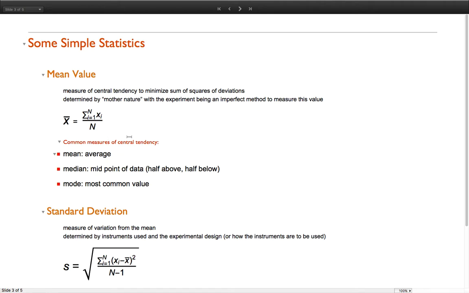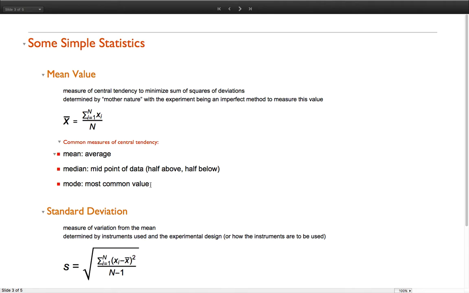There are other measures of central tendencies, which we will refer to but will not use. If you're taking statistics, you may well run across these. There's the median, which is the midpoint of the data, so half the data is above and half the data is below. And sometimes that's useful, particularly in economics, but in physics we usually don't use medians. The other is the mode, which is the most common value.